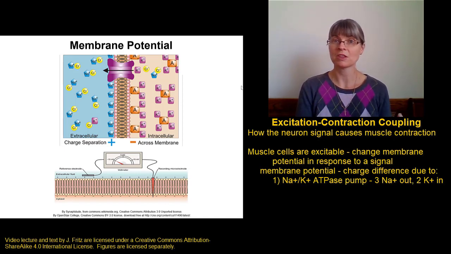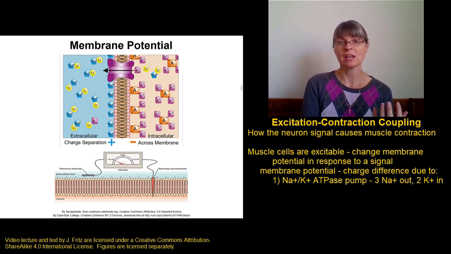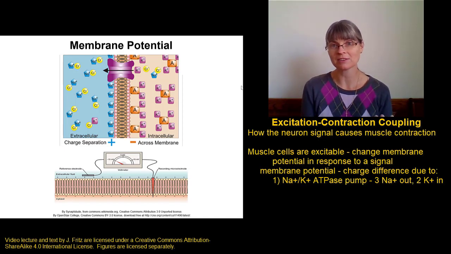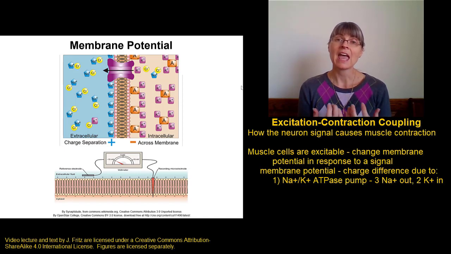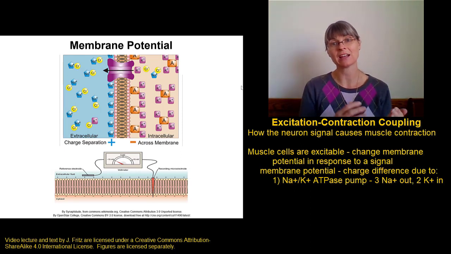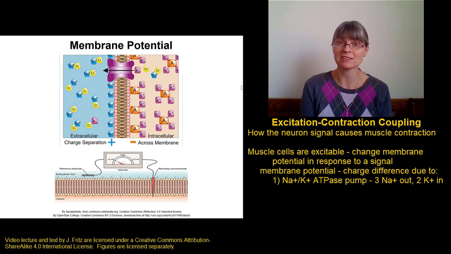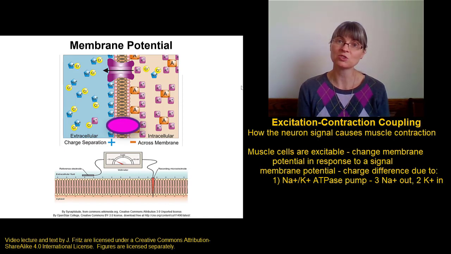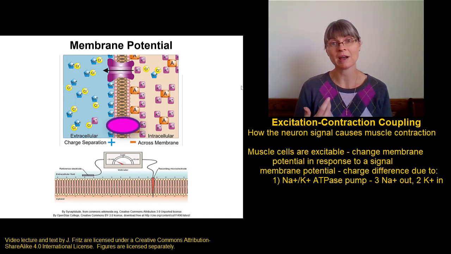3 sodiums with their positive charges are going out, and 2 potassiums with their positive charges are coming back in. Every time the sodium-potassium ATPase works, we're moving more positives to the outside of the cell and fewer positives back into the cell. This is going to create a situation where we have more positive charges outside the cell and fewer positive charges inside the cell.